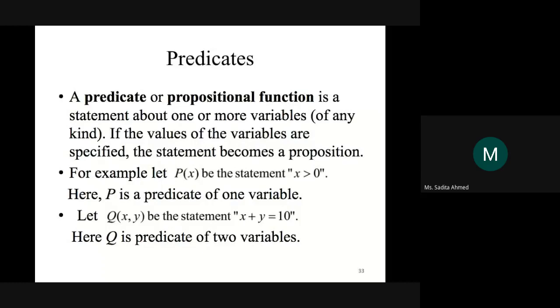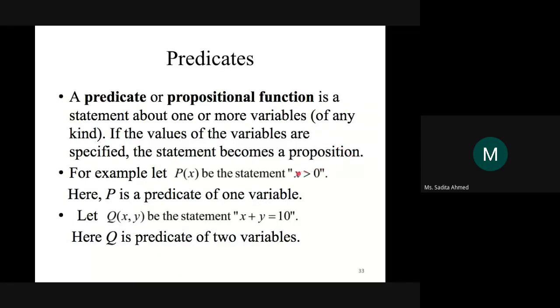So, a propositional function or a predicate is a statement involving one or more variables, and hence, the truth value of a propositional function can never be determined until you specify the value of the variable. The function turns into a proposition only after you specify the value of the variable. Unless you specify it, it's not even possible to determine whether it's true or false.